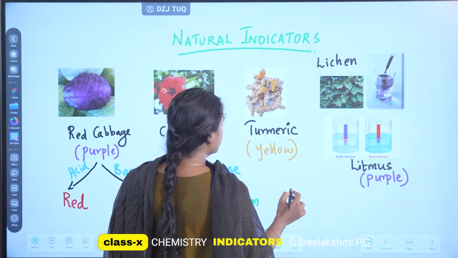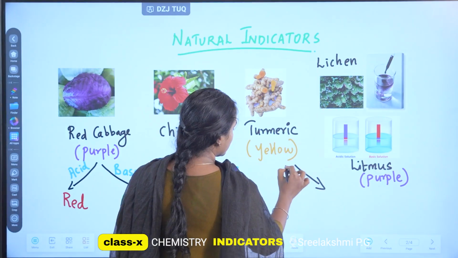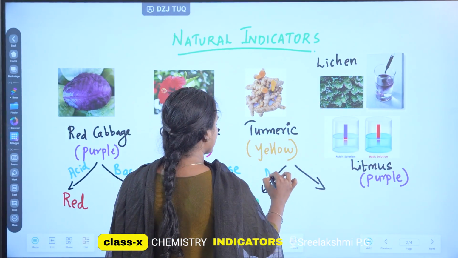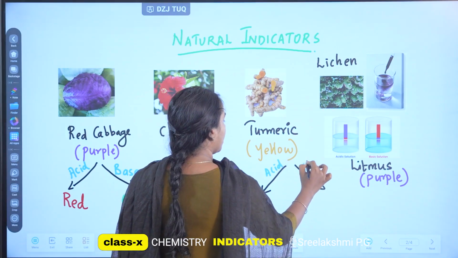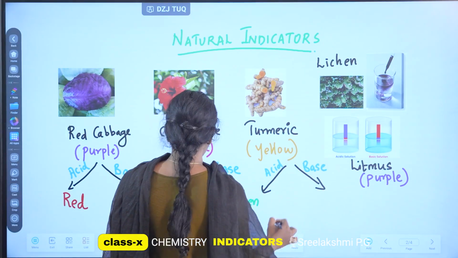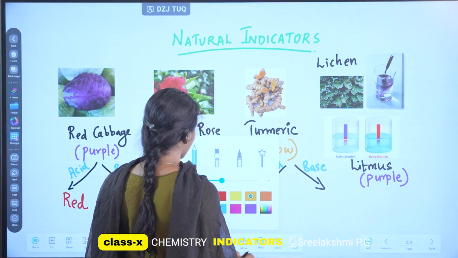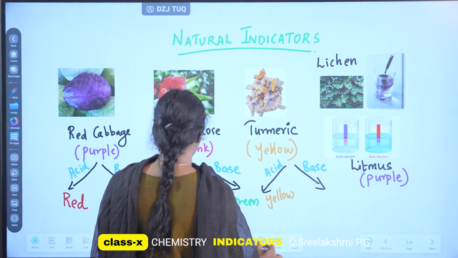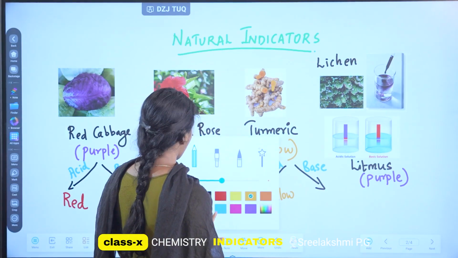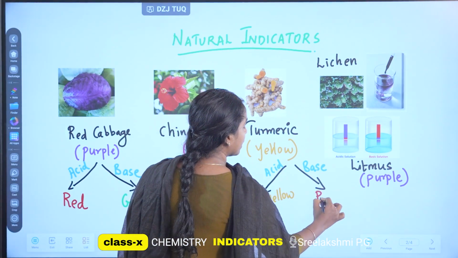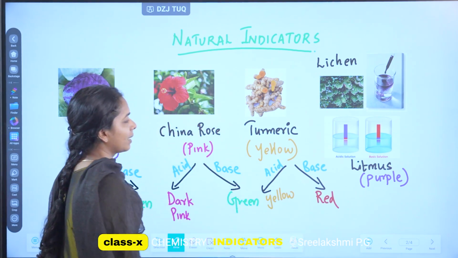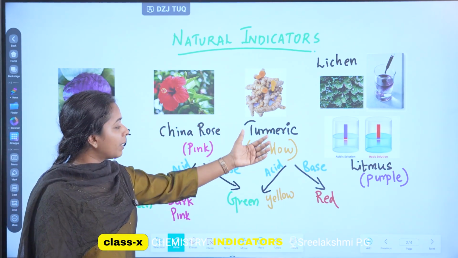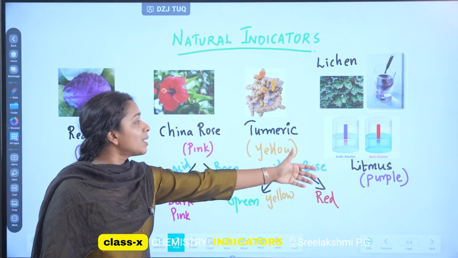So into turmeric solution, if you are adding acid or base, in presence of acid, which color will you get? You will get yellow color. But in presence of base, you will get red color. So this is the color change of turmeric in presence of acid and base.